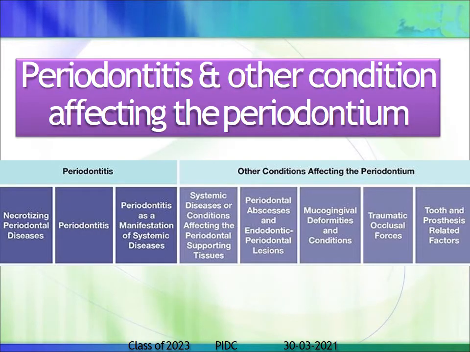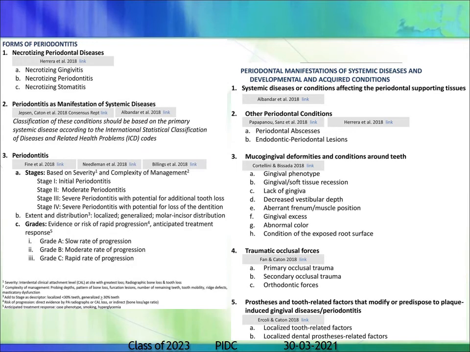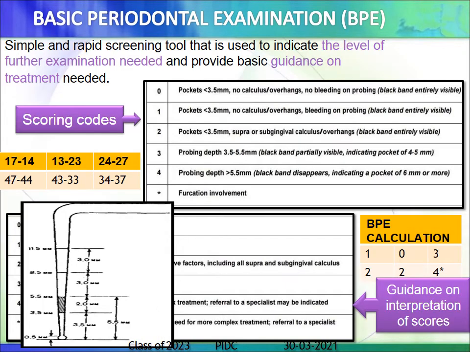The second classification, periodontitis and other conditions affecting the periodontium. So you have a set of classification for the two of them. I have put forward in this slide for you. Go through this. So we'll go on first with the basic periodontal examination.